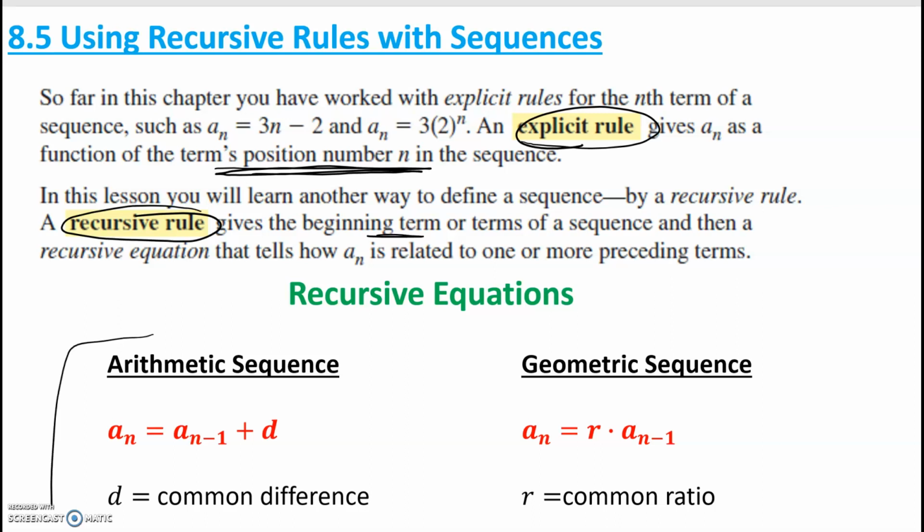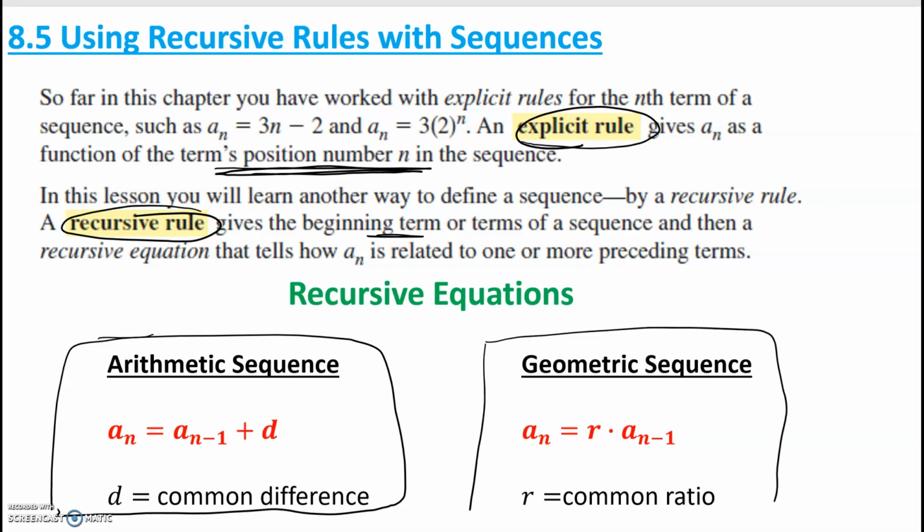So here at the bottom we have how to write the recursive rule for arithmetic. Remember, that is the common difference, so adding, subtracting, and geometric, which is our common ratio, which looks like multiplication and division.